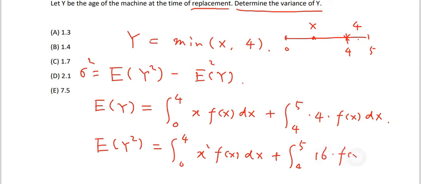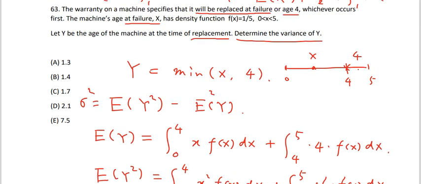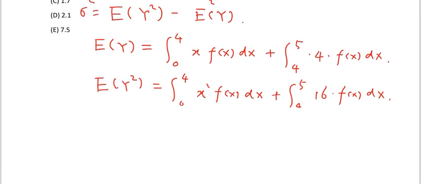Okay. Right. So what is the density function f(x)? We find f(x) is just the constant 1 over 5. So we just plug in 1 over 5, then we can easily find E[y] and E[y squared]. So plug in, and we can easily find those integrations.